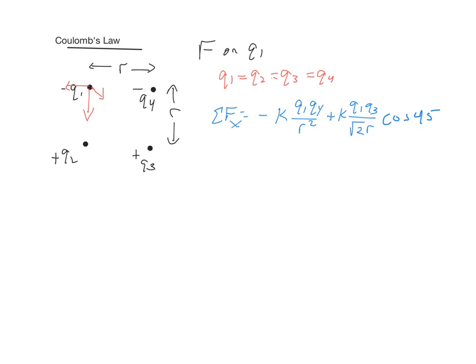We also have to sum up all the forces in the y, and here Q4 exerts no force up and down. So we just have Q2 on 1, and that is downward, so that one's going to be negative. And we have Q3 on 1 as well, and that's also down, which is going to be negative.